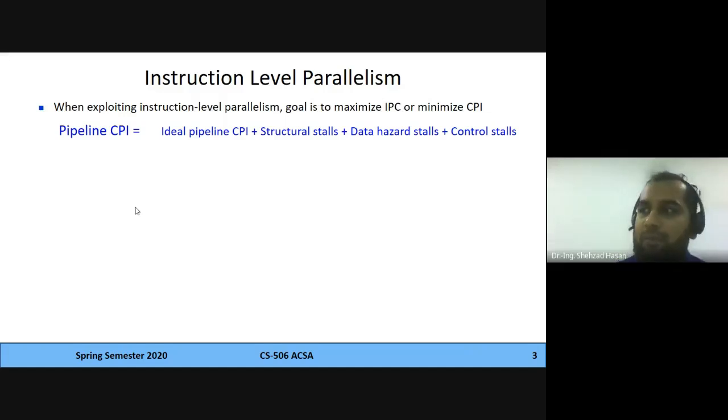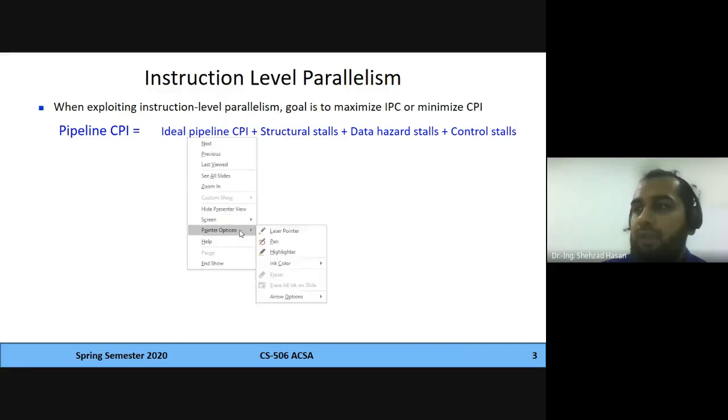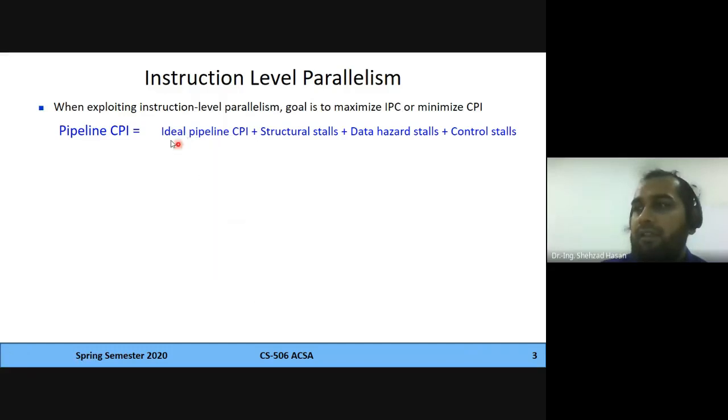Ideal pipeline CPI plus the stall cycles because of structural hazards, plus the stall cycles because of data hazards. All of these hazards are going to introduce stalls, and these stalls have to be added to the instructions, and that is going to affect the overall pipeline CPI. So there is an ideal portion over here, which is basically the 1, because we are completing one instruction per cycle. But then there can be different stalls.